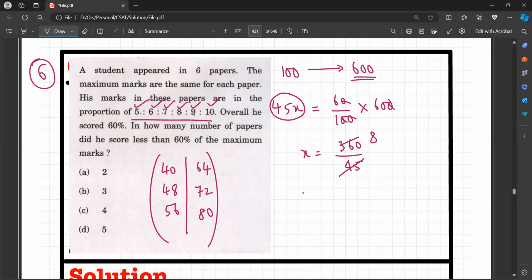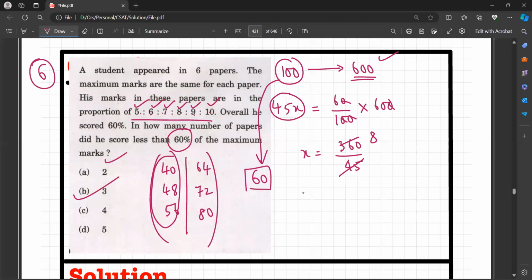In how many papers did he score less than 60% of the maximum marks? Less than 60%. Maximum marks आपका कितना था? 100. ये तो total marks है. 100 का 60% will be 60. In how many papers has the person scored less than 60% of the marks? 3 papers: 40, 48, 56. The answer will be 3. Got it? A good question.